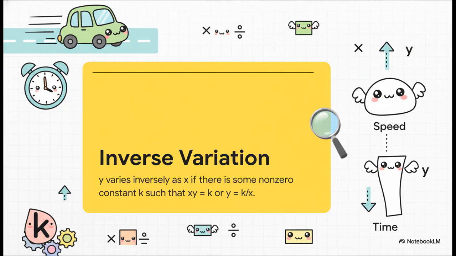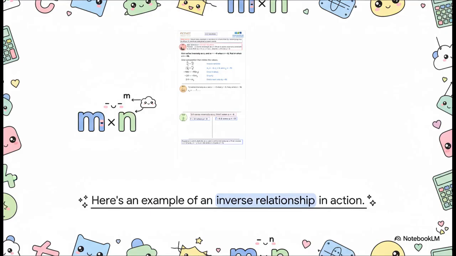This is inverse variation. As one value gets bigger, the other one has to get smaller to keep their product, K, the same. A perfect real-world example is travel time. The faster your speed, X, the less time, Y, it takes to travel a fixed distance. They're opposites. So how do we solve these?